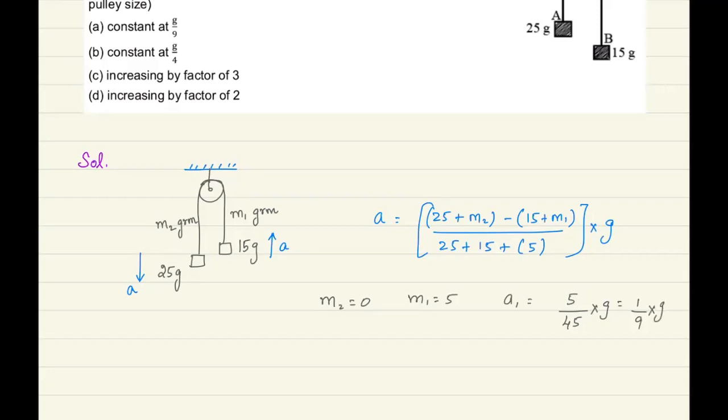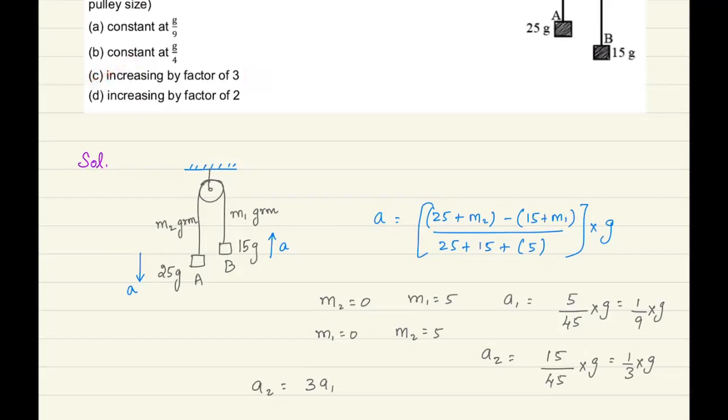Finally, when B is just about to hit the pulley, m1 will become 0 and m2 will become 5. At that moment, the acceleration becomes 25 plus 5, that is 30, minus 15, which is 15. So 15 divided by 45, into g, that will be 1 by 3 into g. So a2 is going to be 3 times a1. So the acceleration is increasing by a factor of 3. If you look at the options, C is going to be the correct answer for this particular question.